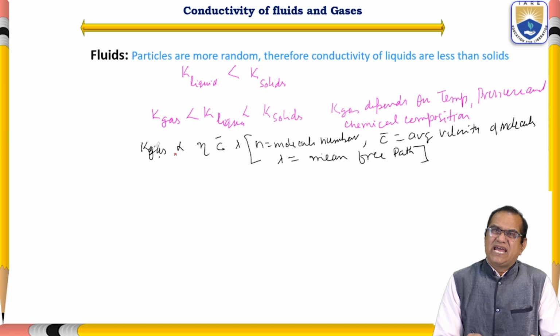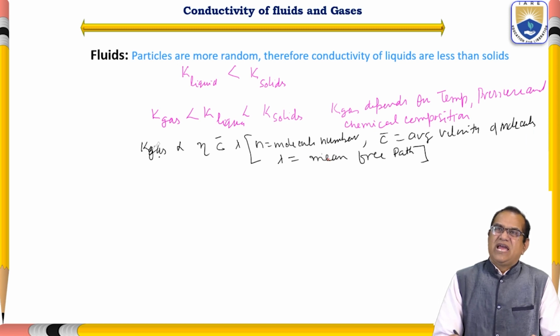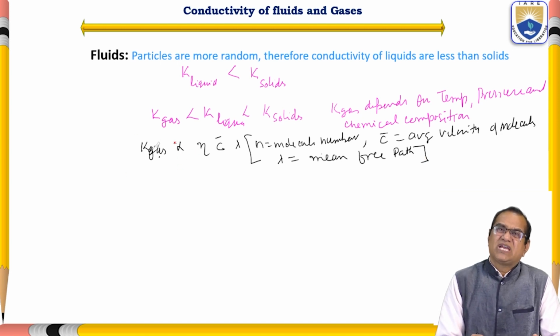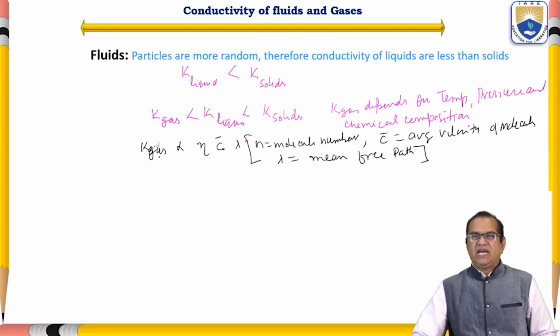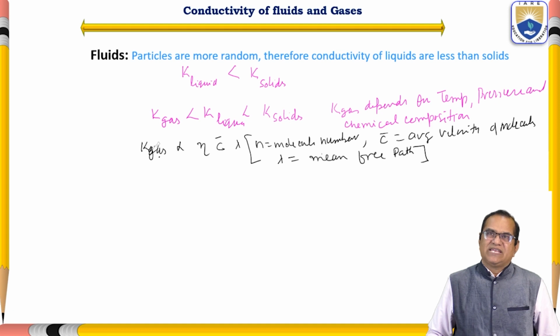K gas is directly proportional to eta times C bar times lambda, where eta is the molecular number density, C bar is the average velocity of the molecules, and lambda is the mean free path. So this is the equation by which we can find out that the conductivity of gases depends upon the number of molecules, the velocity of the molecules, and the mean free path between the molecules.